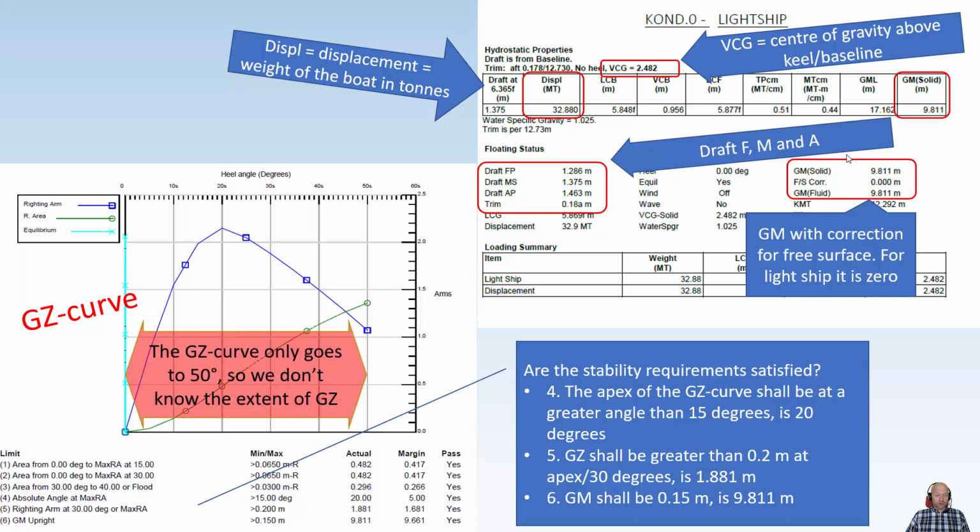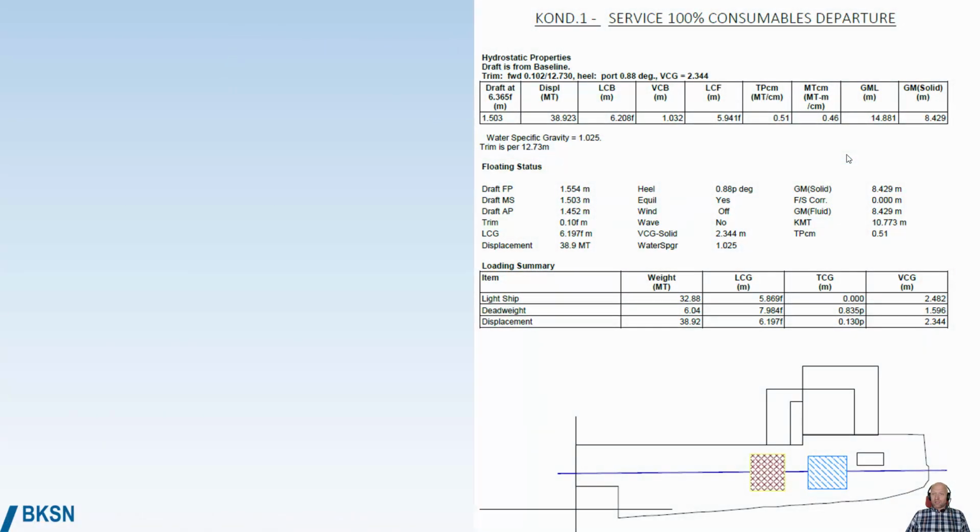The extent of the GZ curve we cannot say. The curve only goes to 50 degrees, so we don't know the full extent, but it is at least more than 50 degrees. Looking at condition 1, which is 100% fuel and water in the tanks and consumables, but no deck cargo, you have a vertical center of gravity that's 2.344 above the baseline. The displacement is now almost 39 tons, and the GM is reduced from almost 10 meters to 8.4. For the floating status, we now see that we have a little bit of forward trim.